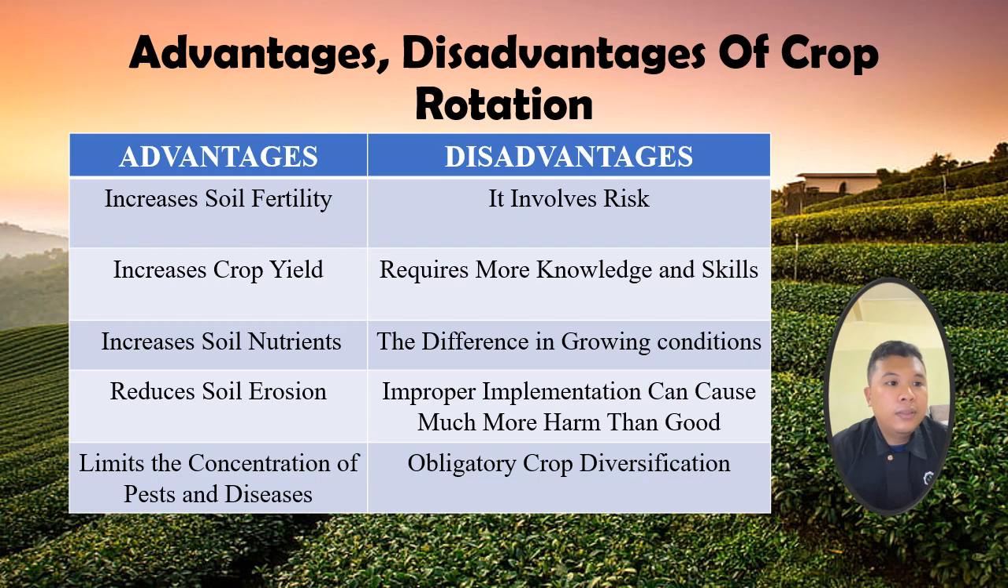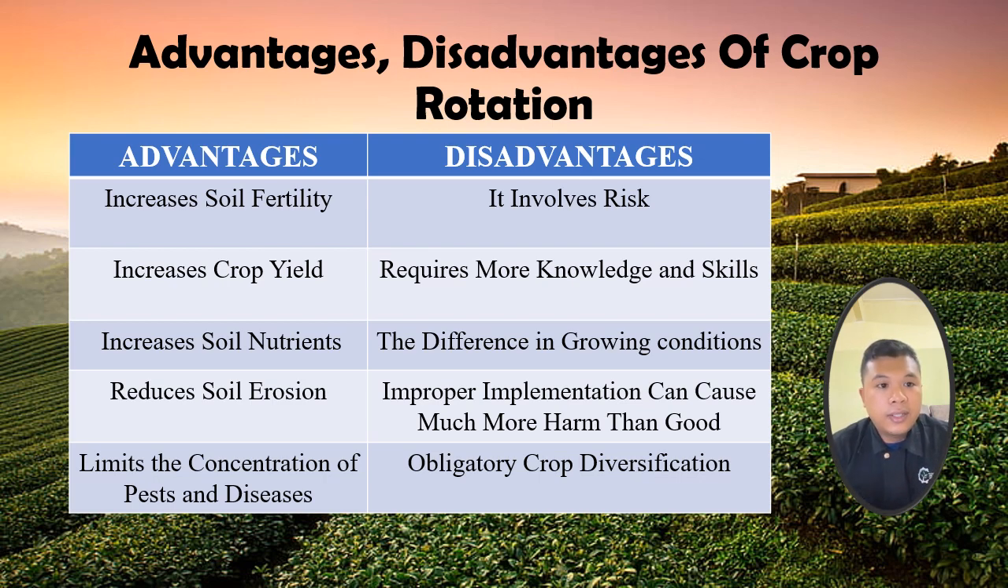So number 5, the last one, the advantage, limit the concentration of pests and disease. Monoculture entails similar events in constant rotation, meaning that the pests and diseases associated with the cultivated crop can only keep increasing. However, with crop rotation, farmers can see a decrease in the incidence of insect pests and disease.